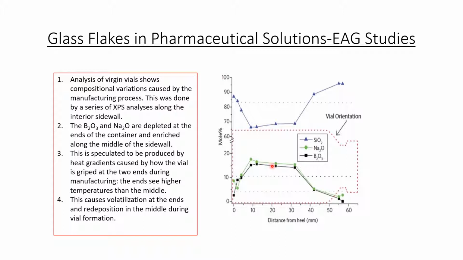This is speculated to be produced by heat gradients caused by how the vial is gripped at the two ends during manufacturing. The ends see a higher temperature than the middle does. This causes volatilization at the ends and redeposition in the middle during vial formation.